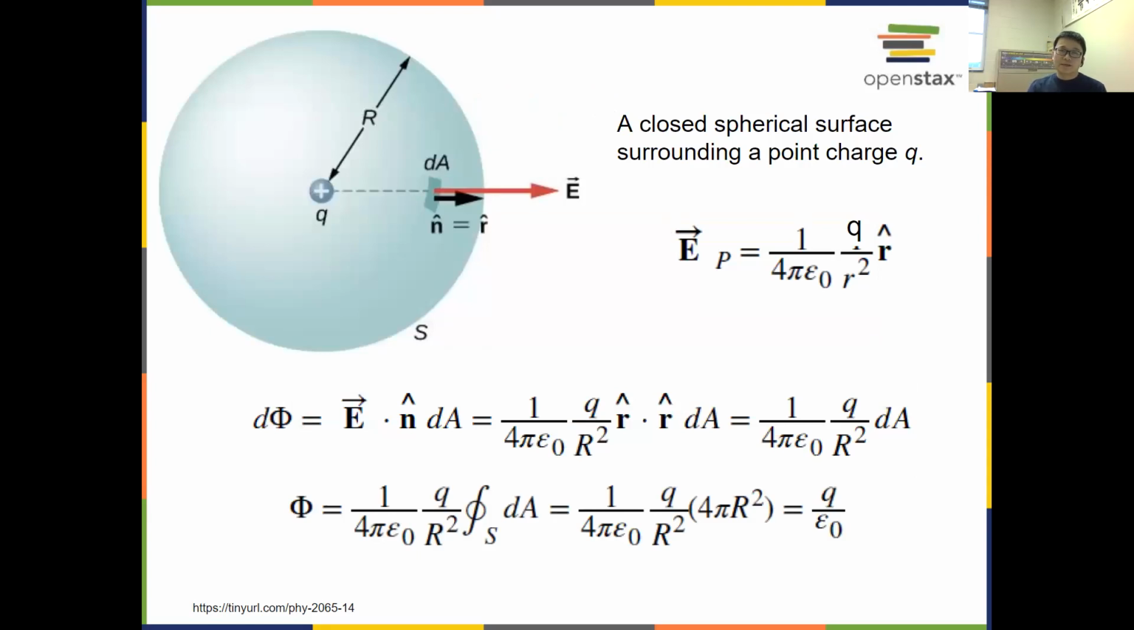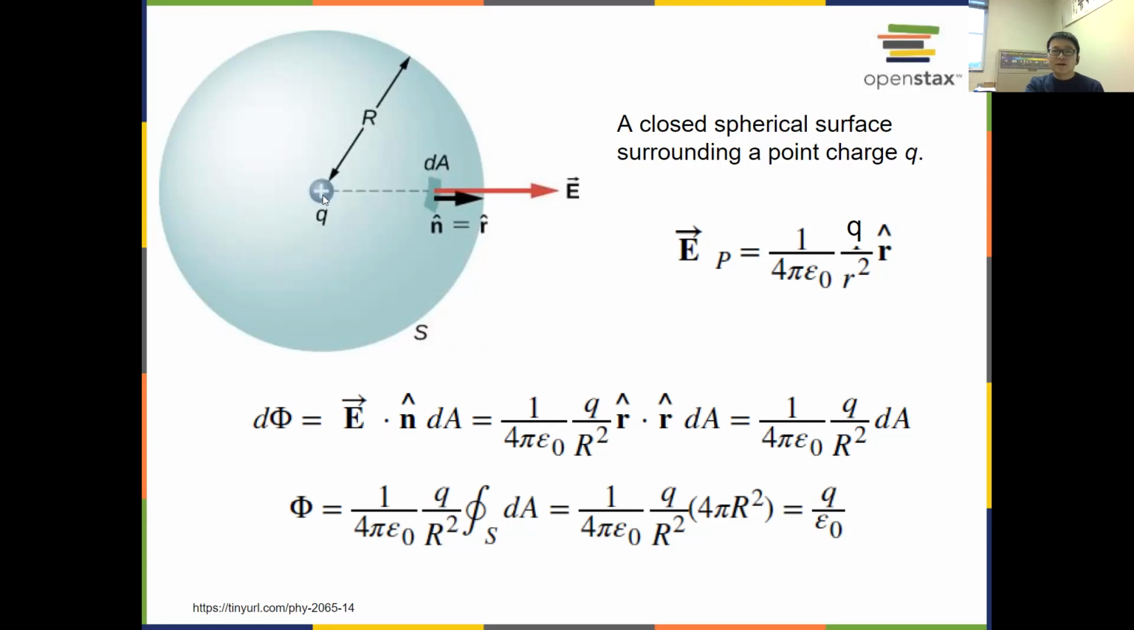So let's take a look at this example here. There's a point charge, and there's a spherical surface enclosing it. The charge is placed at the center of the sphere. So what would be the flux through the spherical surface? The sphere has a radius of r. Let's take a small portion on the spherical surface, dA, and its direction should be the radial direction, because it's a sphere, pointing from the center of the sphere outward to the surface.